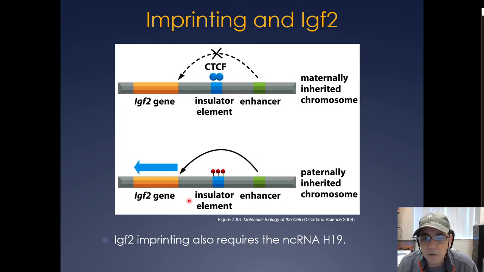Okay. It's a little more complicated than this, and IGF2 imprinting also requires this non-coding RNA, H19, but that's a little bit beyond the scope of this course to be talking about. But I just wanted to bring it to your attention, because oftentimes H19 can be misregulated, and that can lead to issues with imprinting and other things.